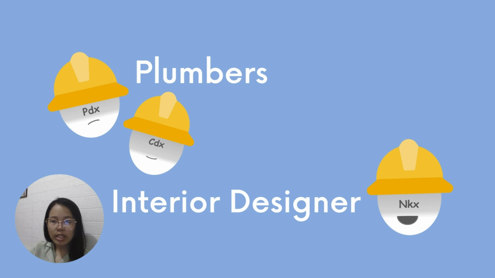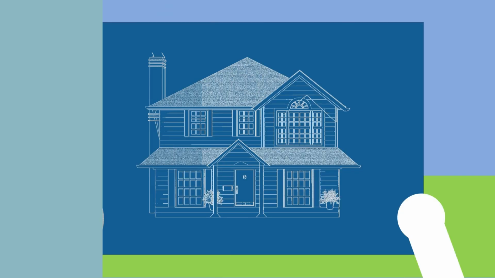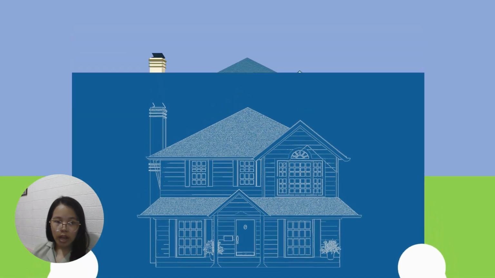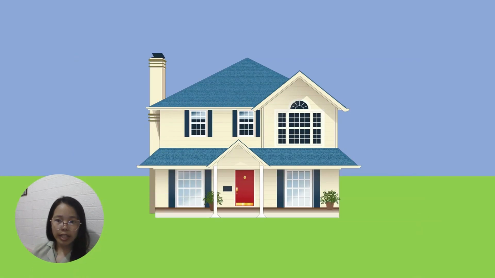Lastly, the NKX genes are the interior designers. They are involved in the development of various organs and tissues, including the heart, lungs, and thyroid gland, which contribute to the overall internal architecture of the organism. With all of these teams working together by following a proper rhythm and order, a good and functional house can be made. That is to say, a functional organism can successfully develop.